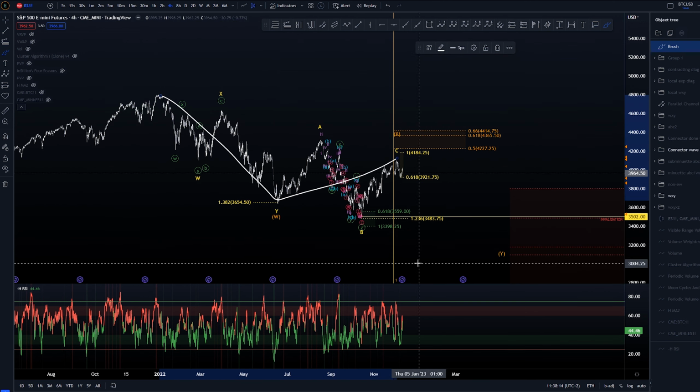Then we would be looking for this as a C wave. At the moment I don't have a C wave that is actually ending here, because on ending diagonals we would have to have all these as some kind of three-wave structures, but these here definitely feel like more five-wave structures. So there is a chance that this is just the leading diagonal and not that ending diagonal that we were looking for. So we have other scenarios here where we have this as three waves.